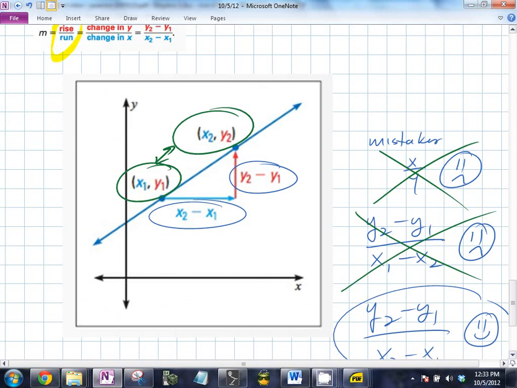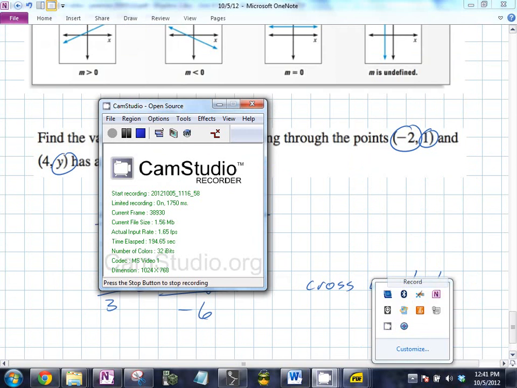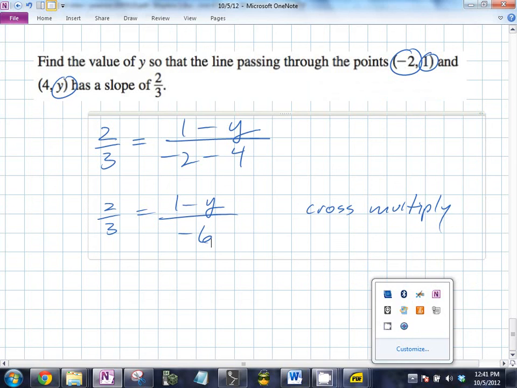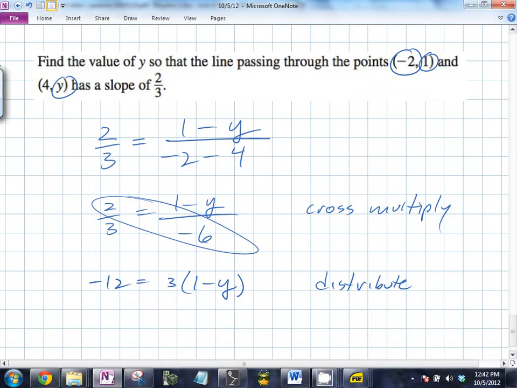What does the cross multiplication become? Equals 3 times 1 minus y. What do you have to do with that 3? Distribute. Thank you. So negative 12 equals 3 minus. What should I subtract from both sides? Negative 15 equals negative 3y. So what does y equal? 5.